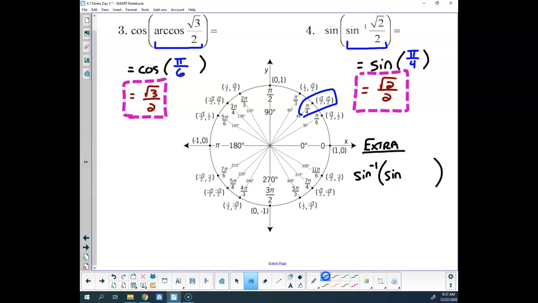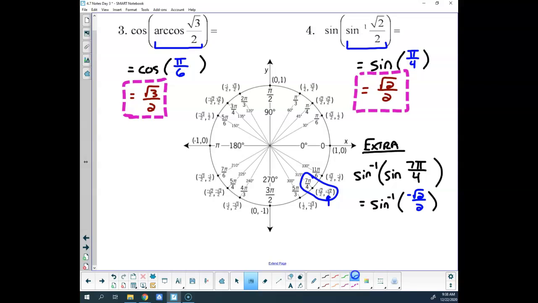Let's just go with 7 pi over 4. So the sine at 7 pi over 4 is going to be negative square root 2 over 2. So then this would become the inverse sine of negative square root 2 over 2.